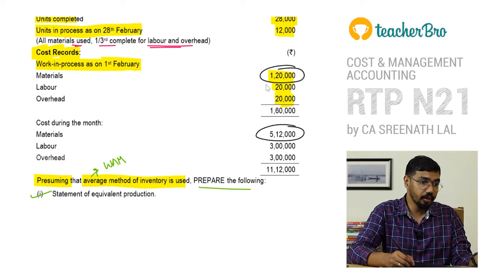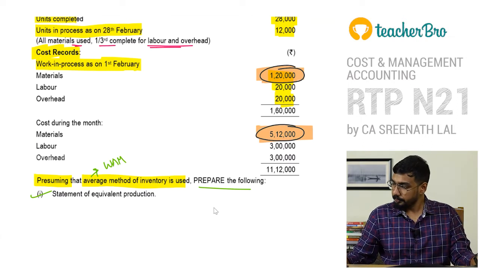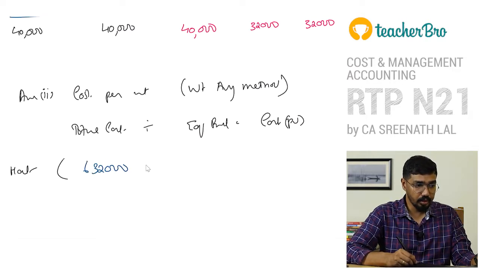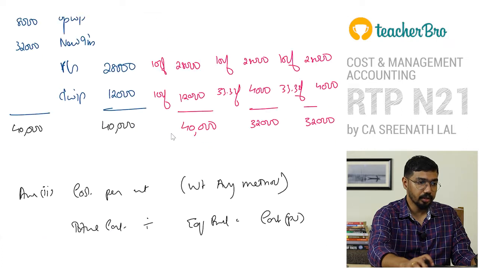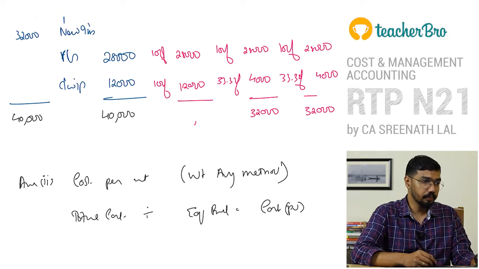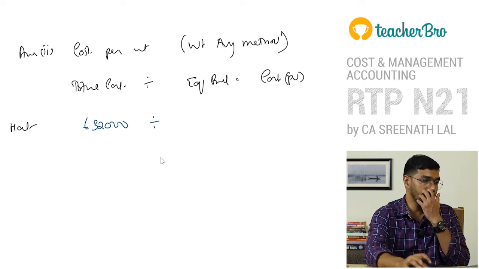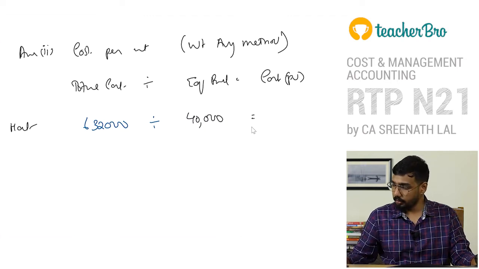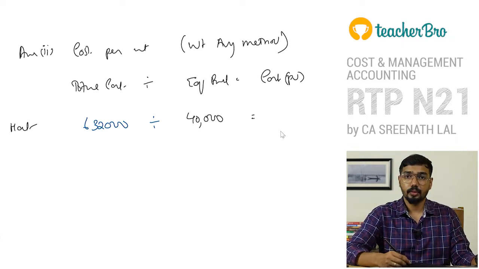So adding those two, 1,20,000 plus 5,12,000, it will be 6,32,000. So 632,000 divided by what is my equivalent production? So with respect to material, my equivalent production is 40,000 units. So 6,32,000 divided by 40,000 units is equal to 15.8.